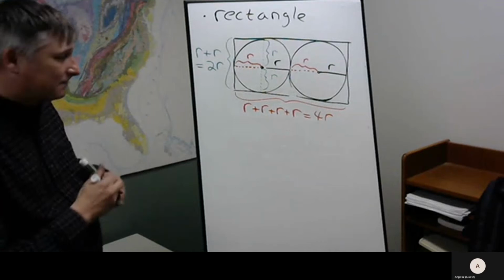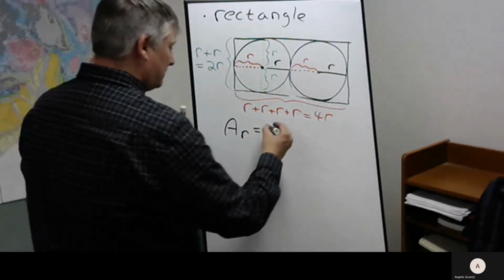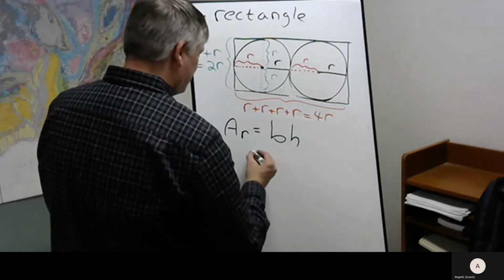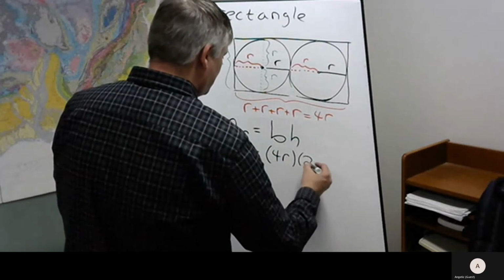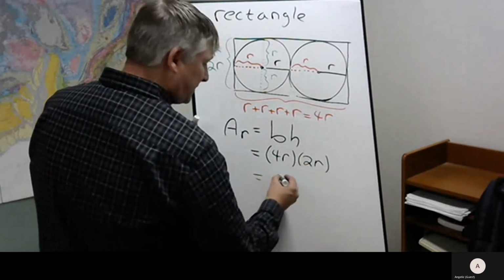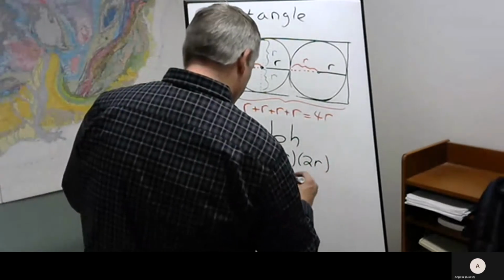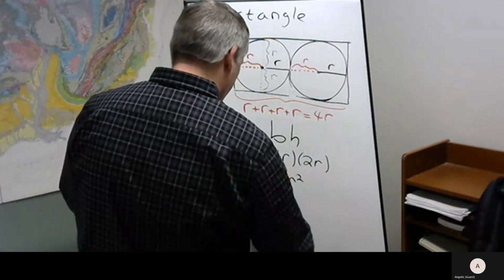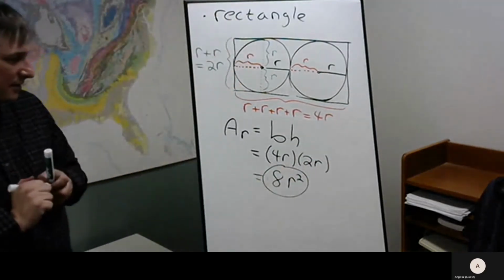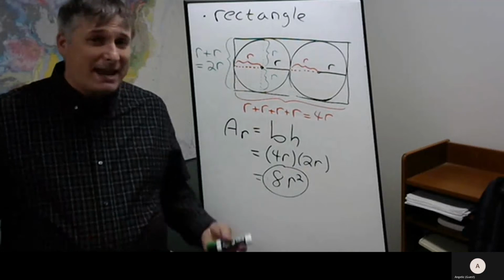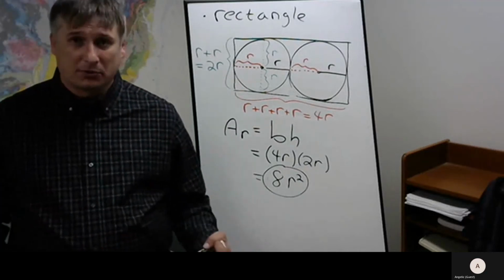So that's going to be our base, and that's going to be our height. To find the area, I'm going to use area of a rectangle, base times height, 4r times 2r. 4 times 2 is 8. r times r is r squared. And I'm going to circle this. So that's the area of our rectangle. It's 8r squared. So now we need the areas of both circles.